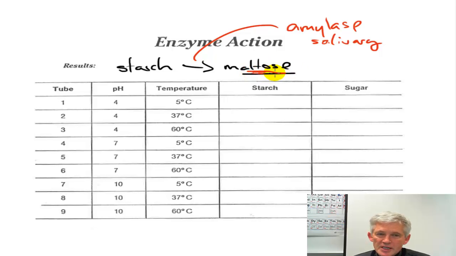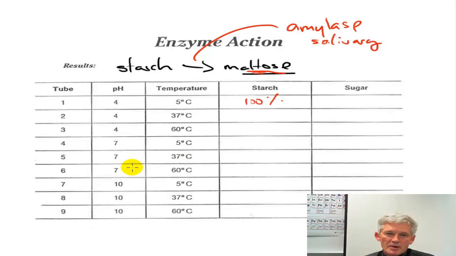So the question is, if I have a test tube with a bunch of saliva in it, a bunch of starch, and I put it in an ice bath at 5 degrees, I'm going to have like 100% starch to begin with. How much sugar do you think you're going to get at 4 degrees? And I'll tell you, relatively less than you are at other temperatures and other pHs, right?